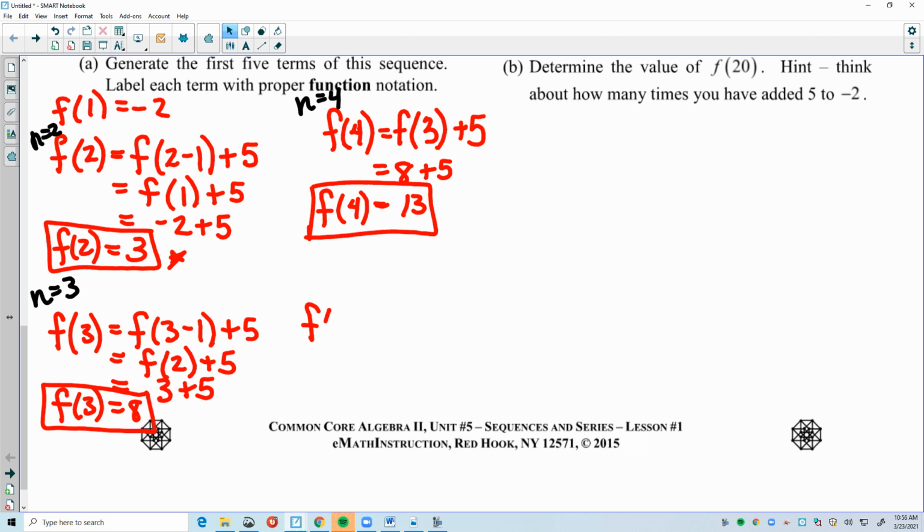Okay, and my fifth term, again, that means your n value here is 5. Because it's recursively defined, I know I'm going to need the term previous plus 5. So the term previous is 13 plus 5. That's going to give me a total of 18.